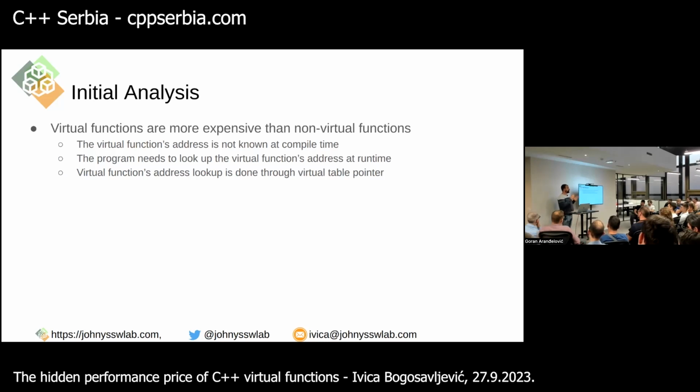For non-virtual functions, the compiler knows the exact address at compile time. So it doesn't need to do any of these things. It can just load the value of the function address into the program counter and jump to it, and that's it. Just a single jump instruction, the simplest case, though not always.